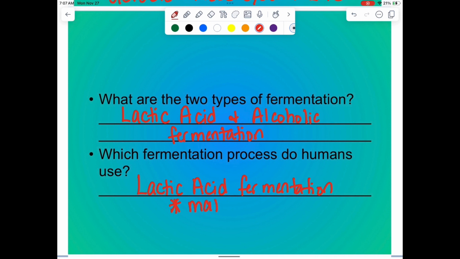So take a minute, make sure that you have all of the notes written down, including that lactic acid fermentation is what makes your muscles sore. It's actually the buildup of that acid that makes your muscles sore. That's why you should stretch and rub your muscles. Remember, fermentation, these are processes of anaerobic respiration, meaning that there is no oxygen required during those processes.